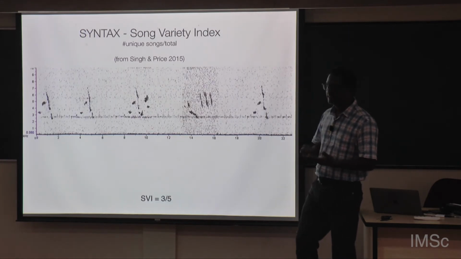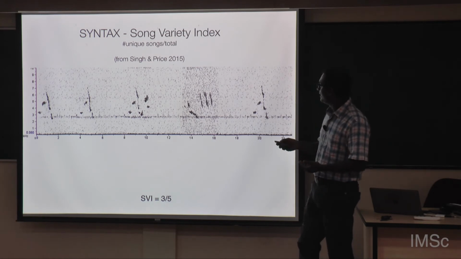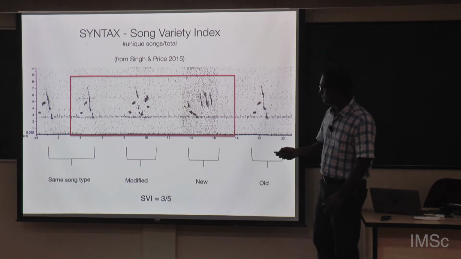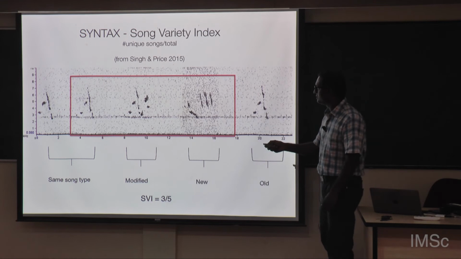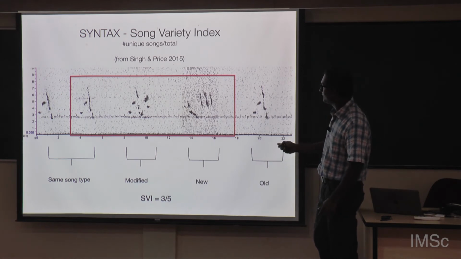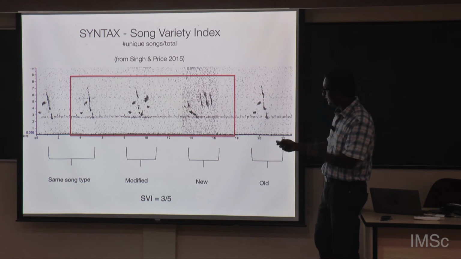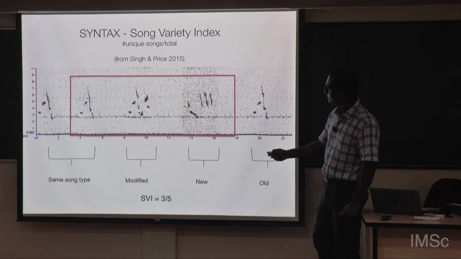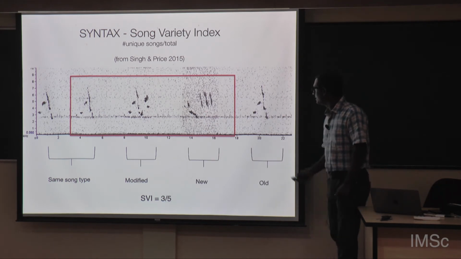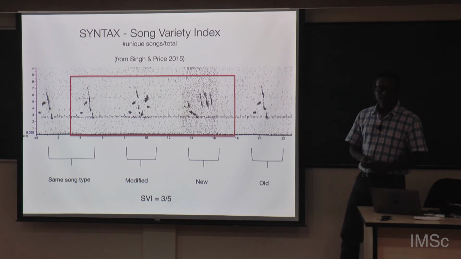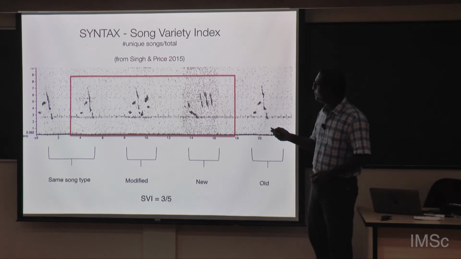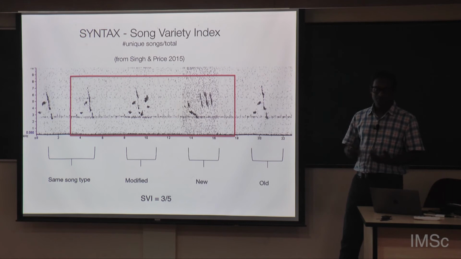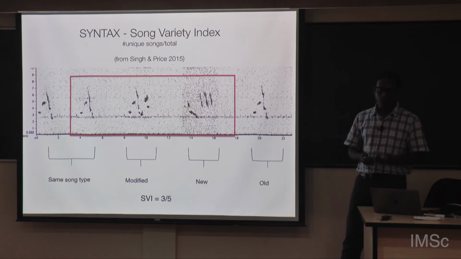Then we also looked at syntax, which is very simply how many unique songs there are out of a total song bout. So for example, in this, this is a song, this is another, there are 5 songs here, and these 3 are unique, while these 2 are the same. This is slightly modified from this, and this seems to be new, and this is a repetition of this, right? So there are 3 unique songs out of a total 5. So we created some kind of a song variety index. So this is syntax, what we are calling syntax, okay?